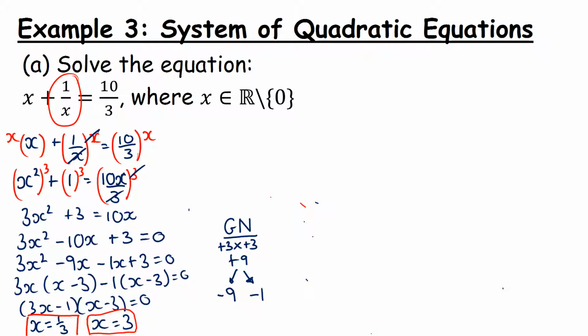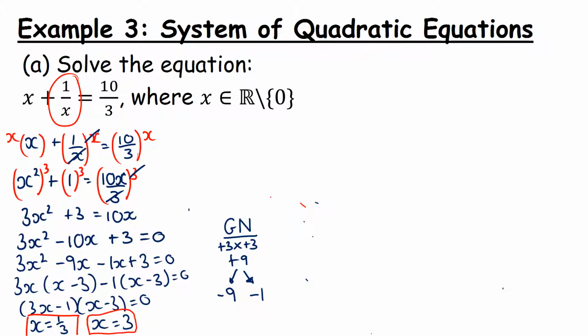over 3. Now at this point, there's a second fraction, so we probably want to get rid of that as well. So let's take a look at that. So let's multiply all bits by 3 to allow us to get rid of that fraction. So we get 3x squared plus 3 is equal to 10x as these cancel. So let's rearrange. So we get 3x squared minus 10x plus 3 equals 0.